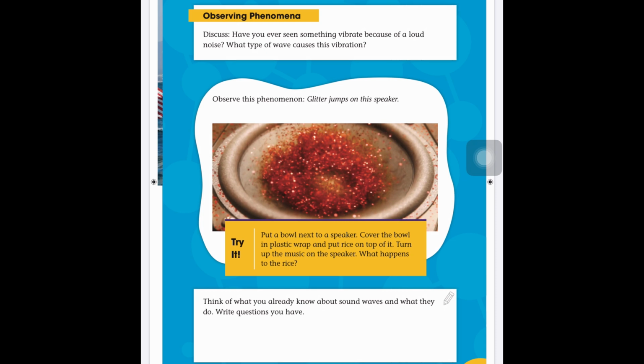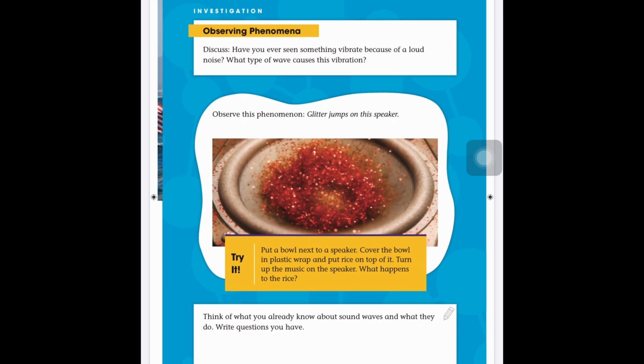This is going to be our observation. Observing phenomenon. Have you ever seen something vibrate because of a loud noise? What type of wave causes this vibration? Observe this phenomenon. Glitter jumps on the speaker. See, here's the glitter jumping on the speaker.